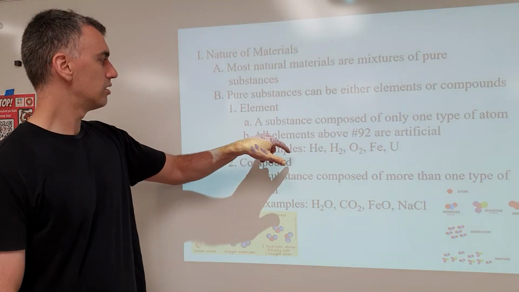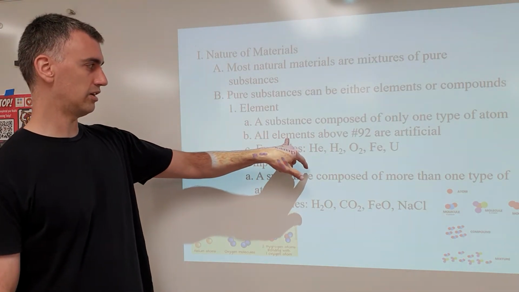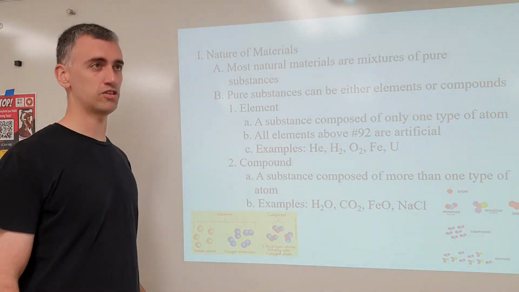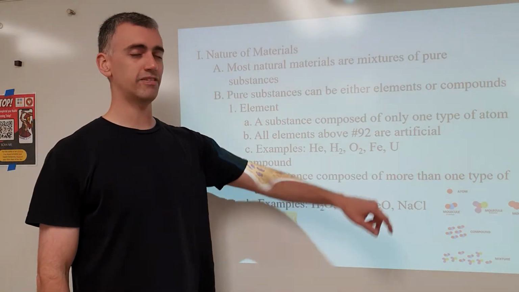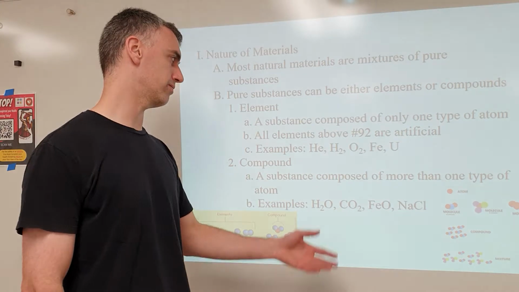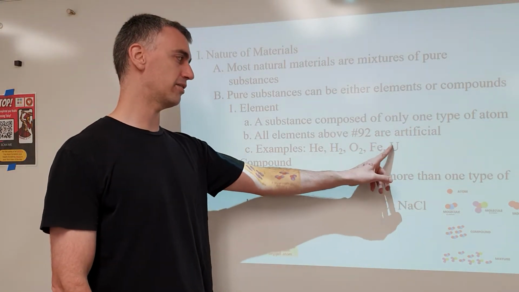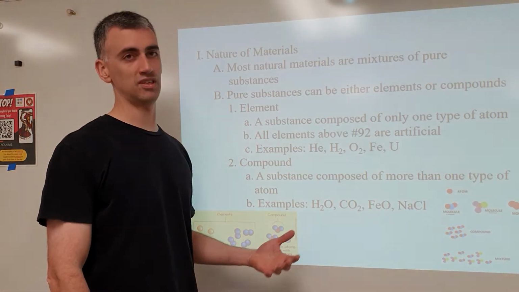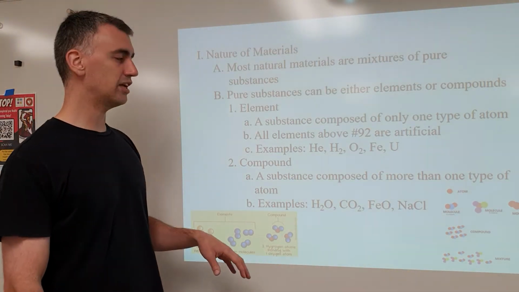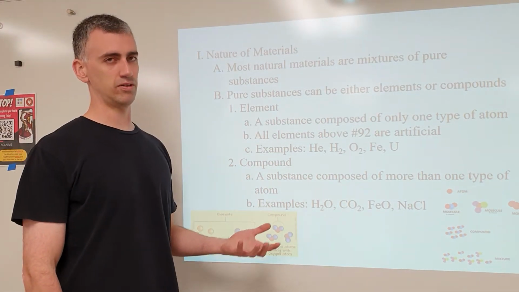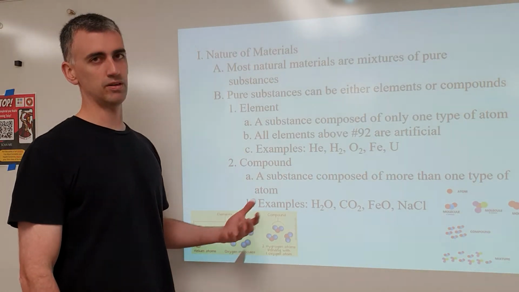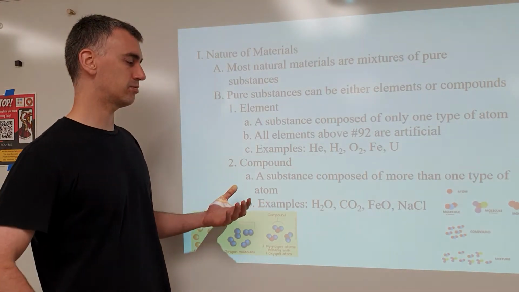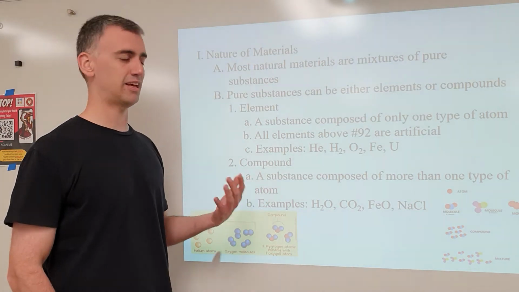Now, there is also a little blurb here. All elements above number 92 are artificial. Element 92 is uranium, and anything above that is radioactive. There are many radioactive versions of 92 as well, but everything above that is radioactive and typically only produced in a lab. It is produced in nature, but it doesn't last very long, so that's why we don't find it around. The only ones we find above this are the ones made in a lab.